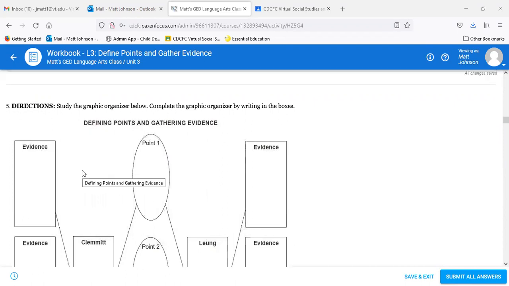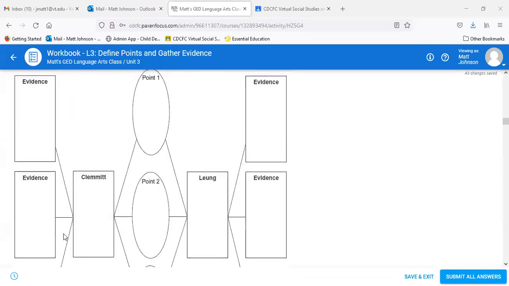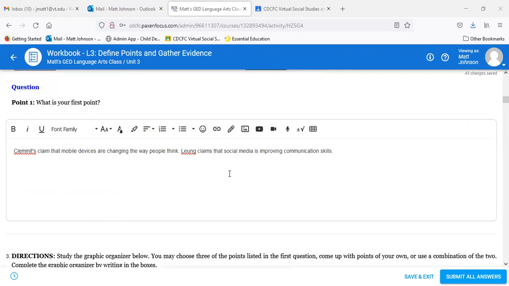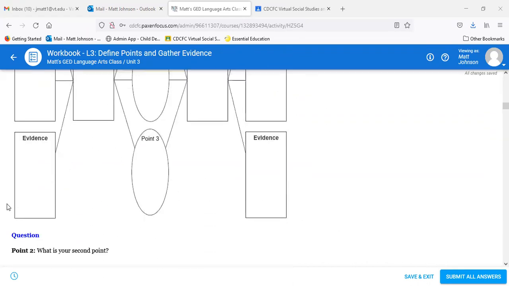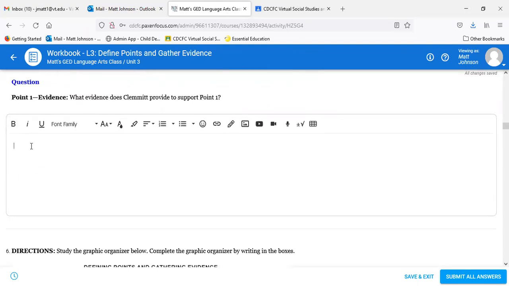Okay, so now point one. What evidence does Clement provide to support point one? So what did we say for point one? Her claims. We don't have to get into the individual evidence; we can use the reasons, since we're talking about the overall thesis here. We can look at either the individual evidence or the reasons. So what do we want to say about Clement?